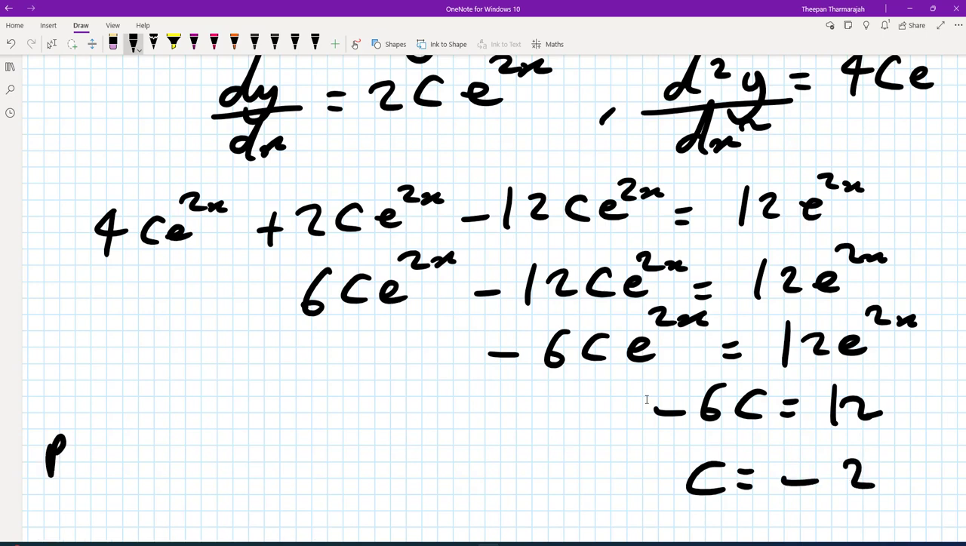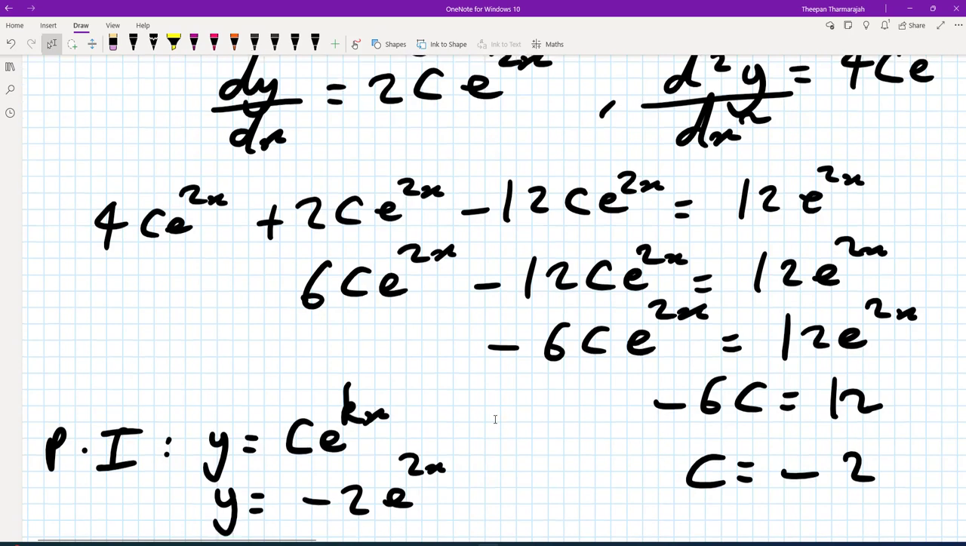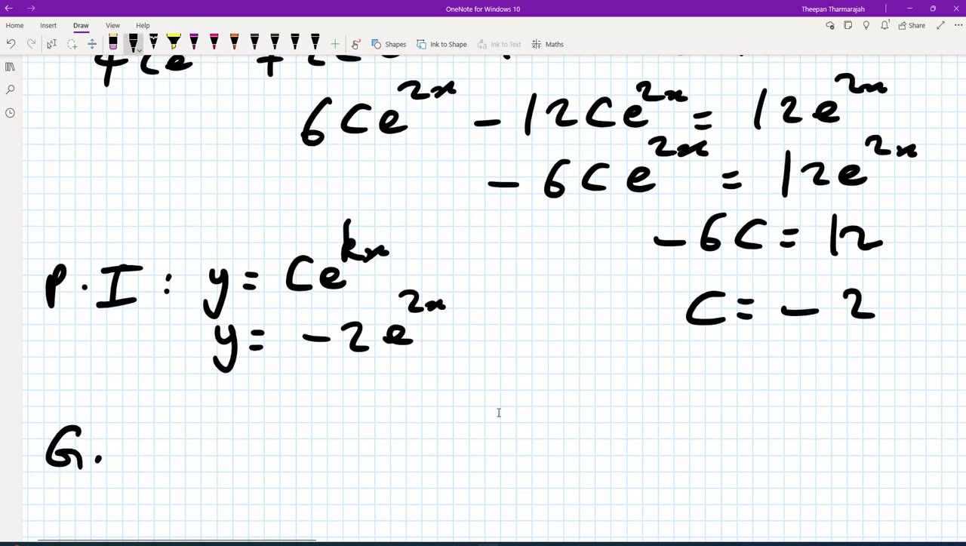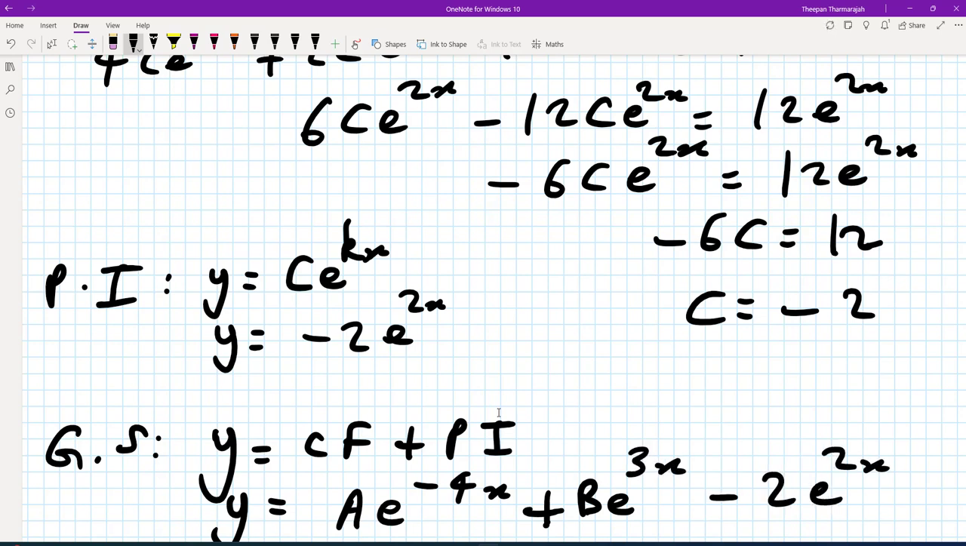So our particular integral has the form y equals c e to the kx, or in our case y equals minus 2 e to the 2x, and therefore our general solution takes the form y equals CF plus PI, which is y equals a e to the minus 4x plus b e to the 3x minus 2 e to the 2x.